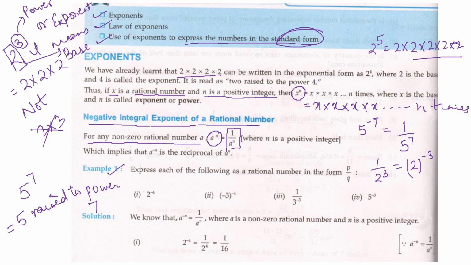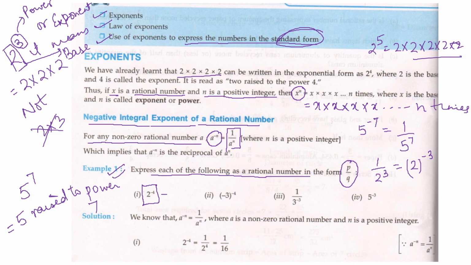See example 1. Express each of the following as rational number in p by q form. Rational number you have already studied. It should have a numerator and denominator. Now here if you see, this is a number in exponential form. So you have to write it where it should have one numerator and denominator. No powers should be there.